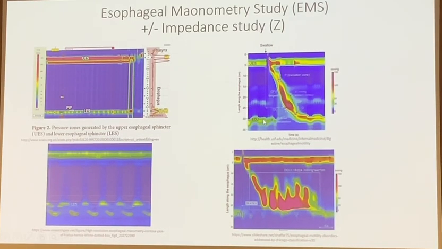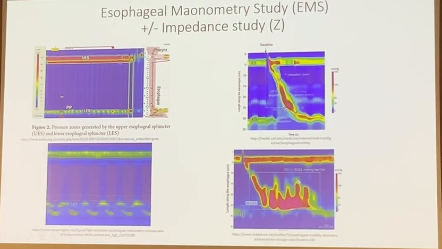We agree? Yes. But what do you think about this one? If this is normal, this patient has chest pain. This is hypercontractile, what's called jackhammer esophagus, very strong contraction.